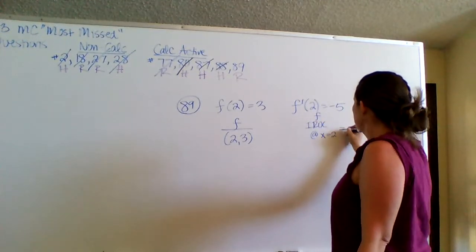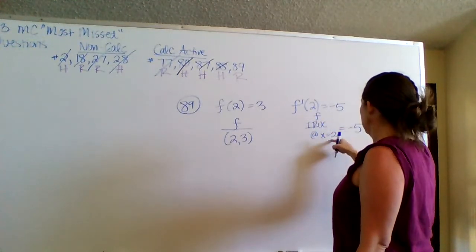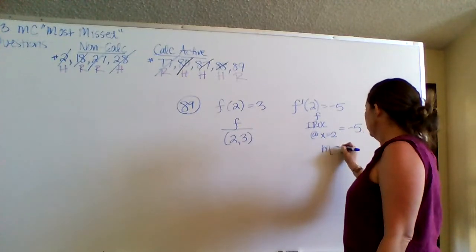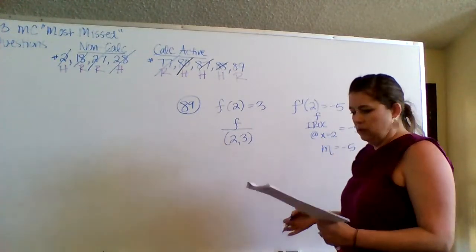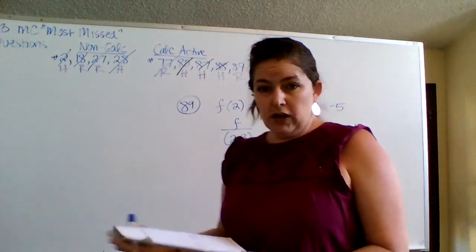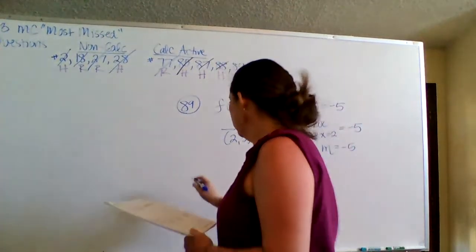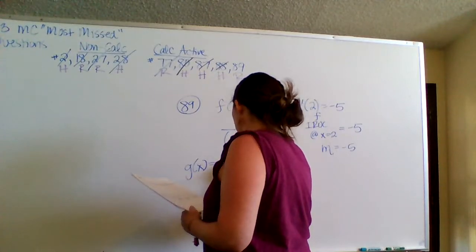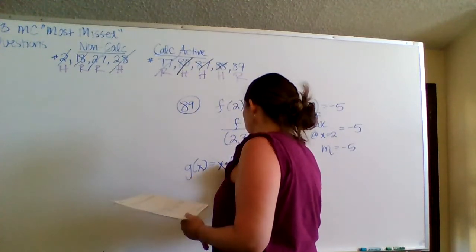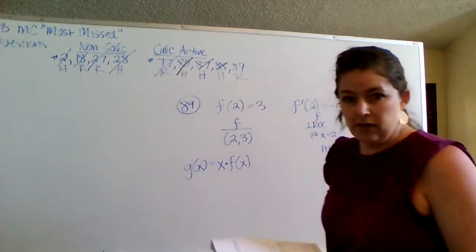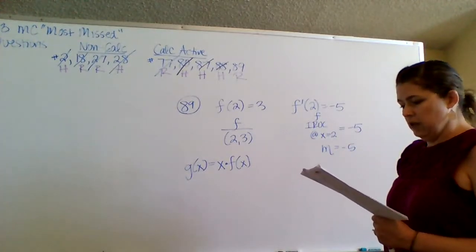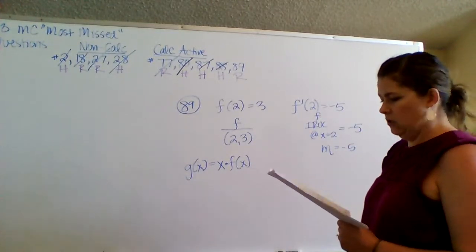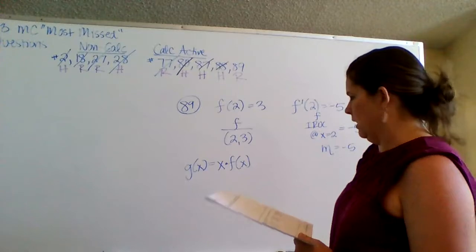It'd be the slope of f right at 2 would equal negative 5. So if you want to think about it as a slope, that's fine too. And then we have this other function, g, and g of x is defined to be x times f of x, with a dot to indicate multiplication. Which of the following is an equation of the line tangent to the graph of g at the point where x equals 2?